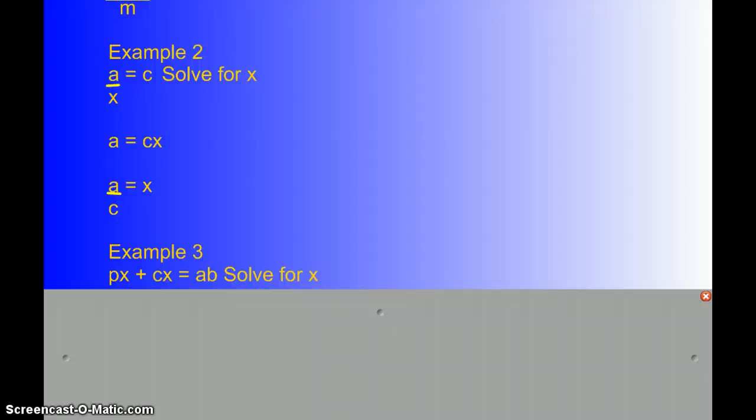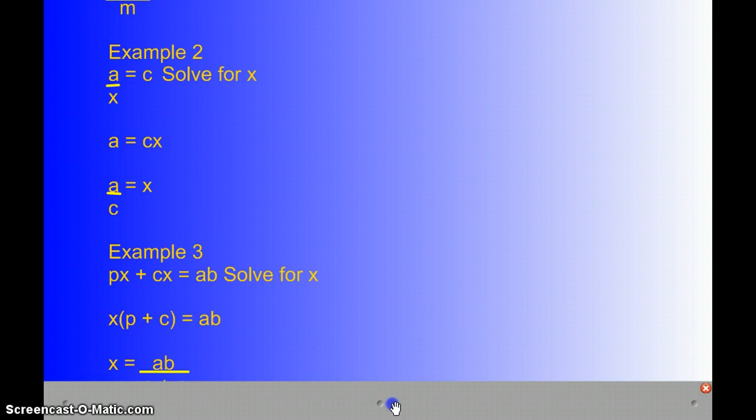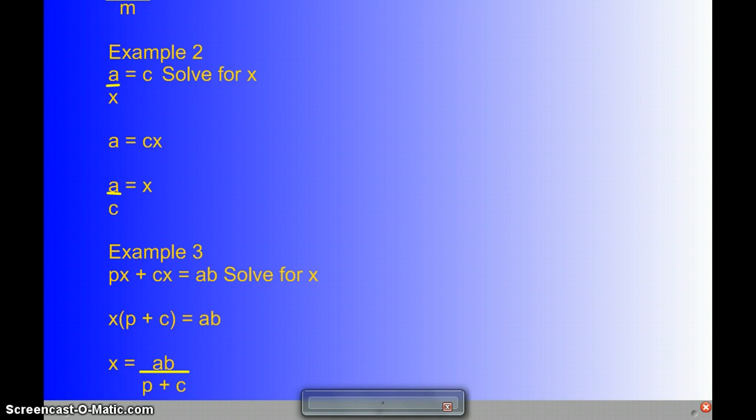We can't put px plus cx together, so we have to go back to the end of Algebra 1 and some of the things we might remember from there. If something appears in both terms, we can use our knowledge of the distributive property and factoring to say, I can undistribute or factor an x out of both of those terms. So therefore, we're left with x times the quantity p plus c equals ab. Finally, to solve that, we need to divide by the quantity p plus c. That leaves us with x by itself, and we have x equals ab over p plus c.